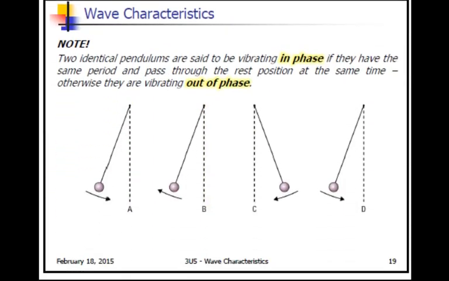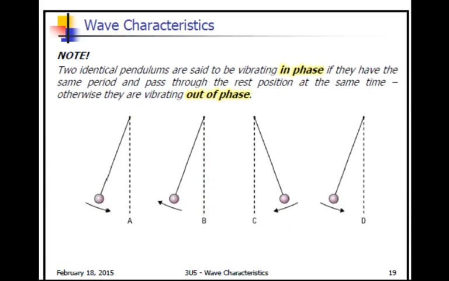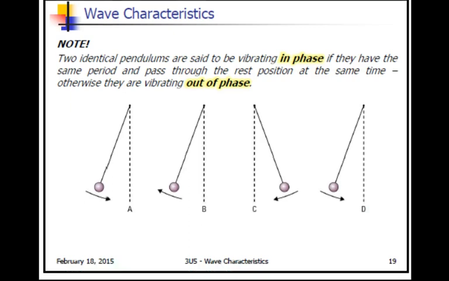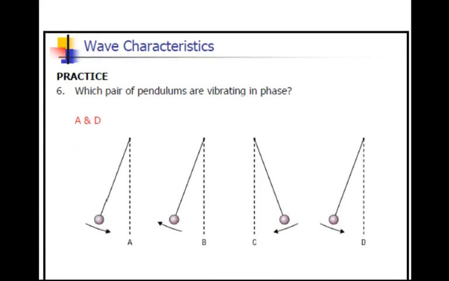Two identical pendulums are said to be vibrating in phase if they have the same period and they pass through the rest position at the same time. Otherwise, they're said to be out of phase. So if we have something that is in phase, they will hit their crests and their troughs and their equilibrium point all at the same time. If they don't, then they are out of phase.